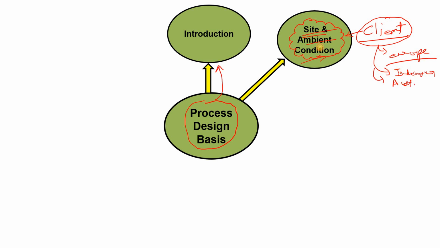So the site and ambient condition is going to change, meaning minimum and maximum temperature is going to change, wet bulb temperature is going to change, wind speed is going to change, right? And also the electric power, meaning voltage, is also going to change. Are you getting my point what I want to say? So it will affect the designing.